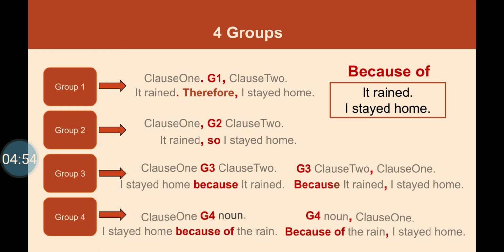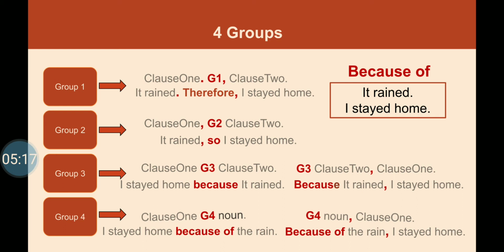But what's the difference between group 3 and group 4? The difference is one thing. In group number 3, what comes after the connecting word is a clause. But what comes after the connecting word in group number 4 is not a clause. It's a noun. Up there it was "it rained." Here it's "the rain."